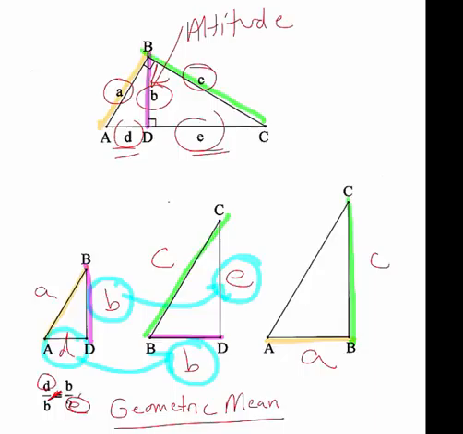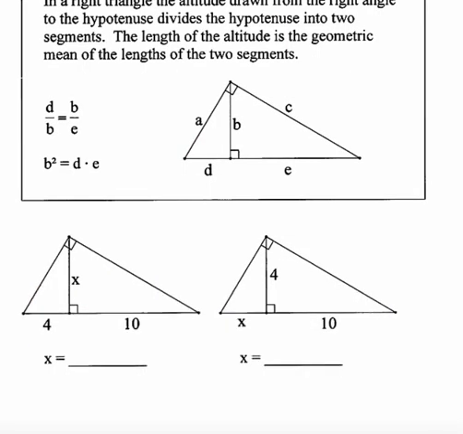That's a lot to wrap your mind around. So on the next page I tried to put that in a nice clean theorem for you, but the words sometimes make it harder than the math. So the theorem says, in a right triangle, the altitude drawn from the right angle to the hypotenuse, so we're talking about segment B, cuts the hypotenuse into two segments, segment D and segment E. The length of that altitude is the geometric mean of the lengths of those two segments, which means it's going to fit into this proportion.